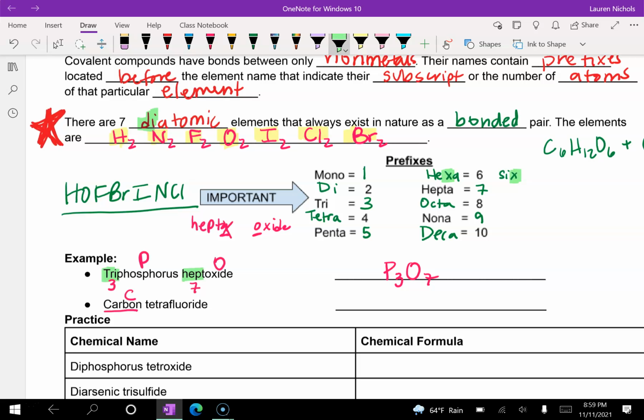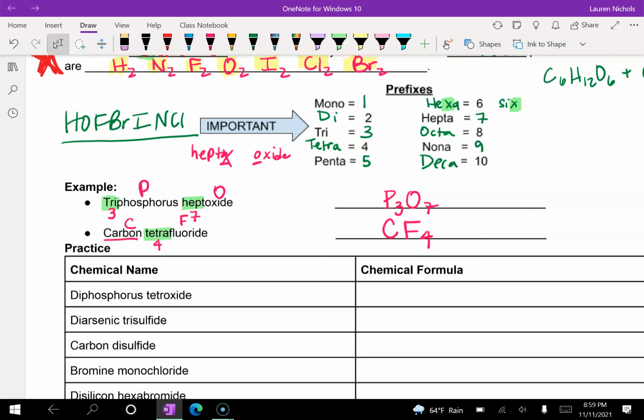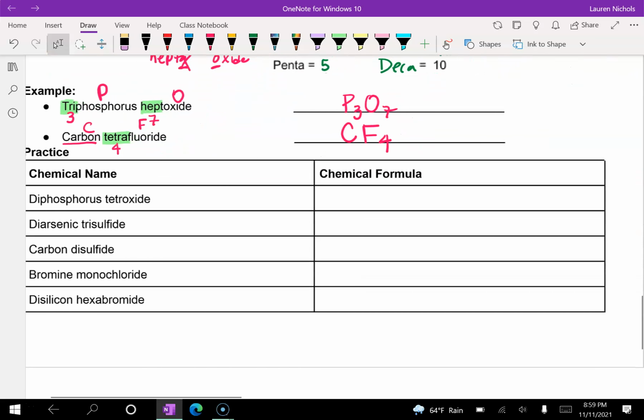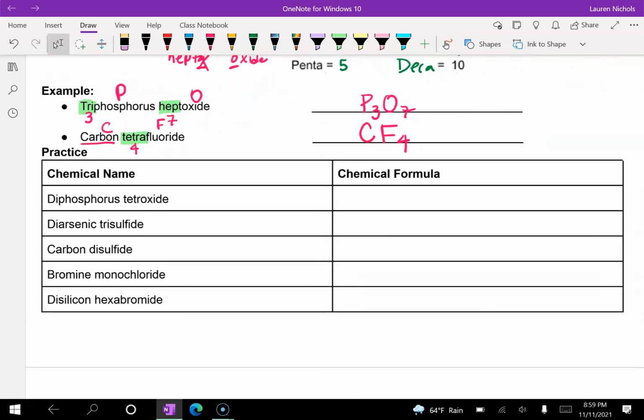And then carbon doesn't have a prefix, so there's just one, and we know carbon is C. And then tetra is the prefix for four, and fluoride is talking about fluorine, so you're just going to have C1F4. And that's it. And again, you can pause your video and work on this practice and then press play when you're ready to check your work.